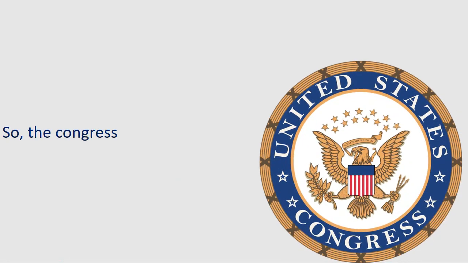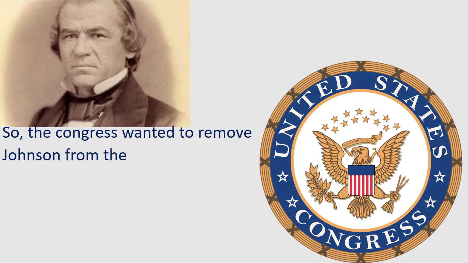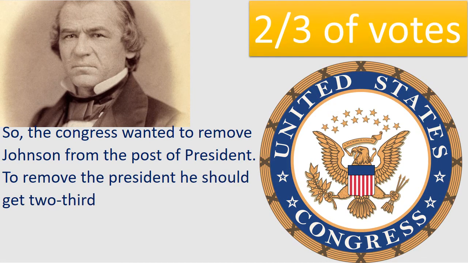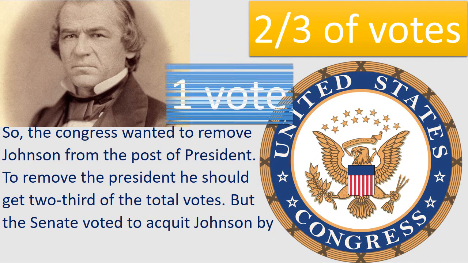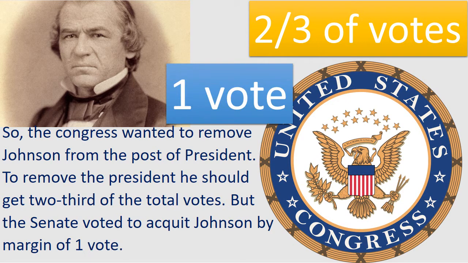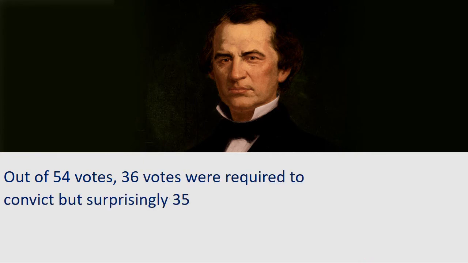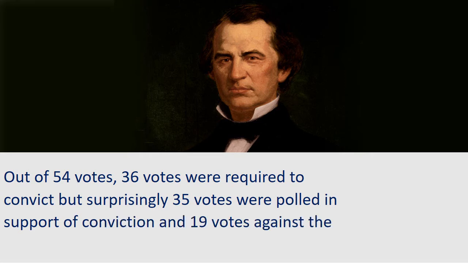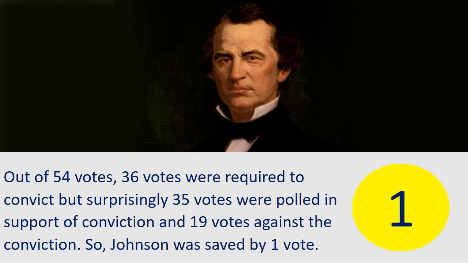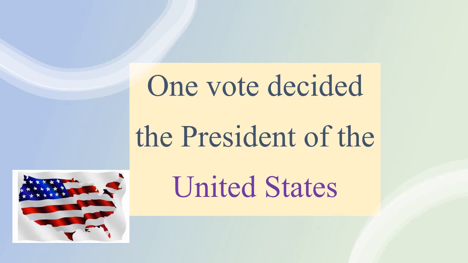So, the Congress wanted to remove Johnson from the post of president. To remove the president, the voting should get 2/3 of the total votes. But the Senate voted to acquit Johnson by a margin of 1 vote. Out of 54 votes, 36 votes were required to convict, but surprisingly 35 votes were polled in support of conviction and 19 votes against the conviction. So, Johnson was saved by 1 vote. 1 vote decided the President of United States.